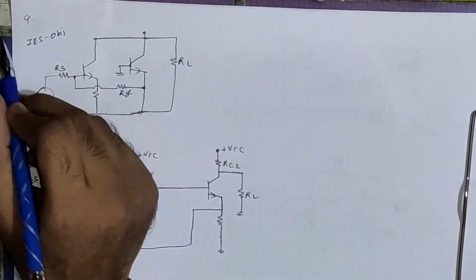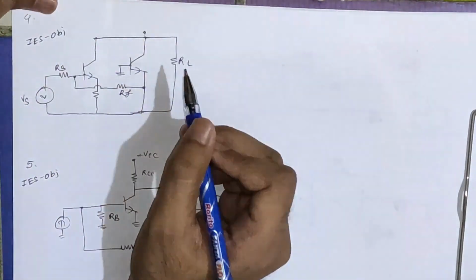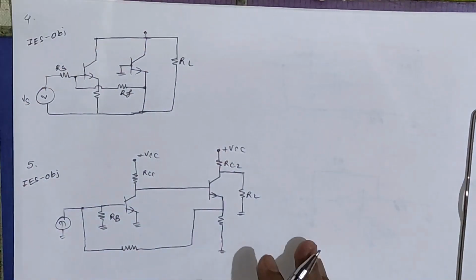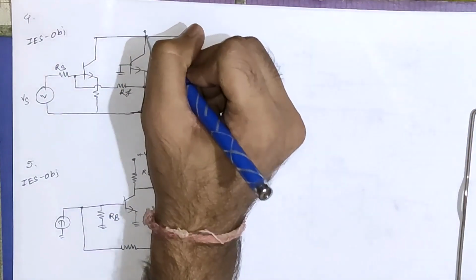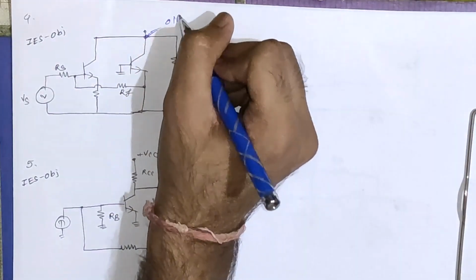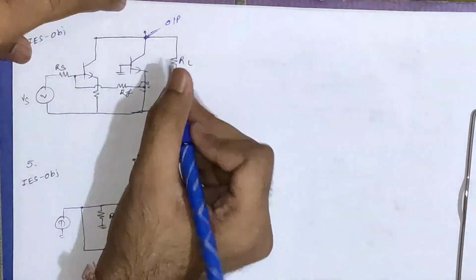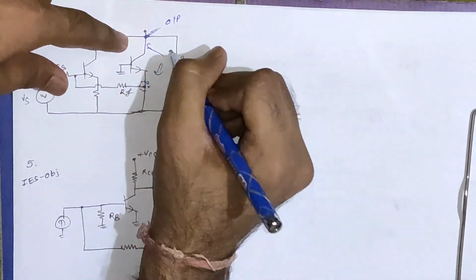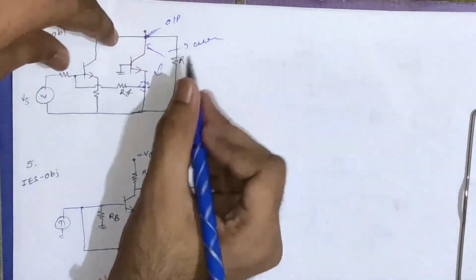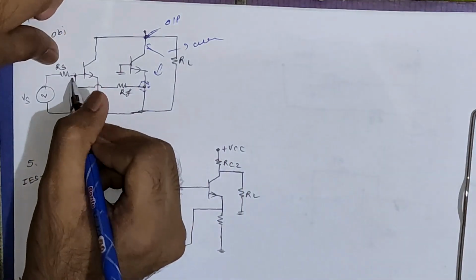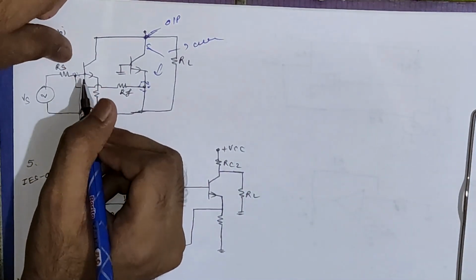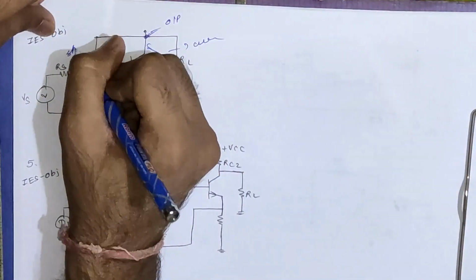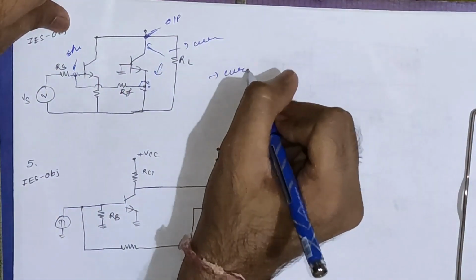Now let's say this is from an IES objective paper, and we have to identify the same thing, that is, the type of feedback amplifier. You can see from this terminal we are taking output, and this terminal is the feedback terminal. Both are different, so it will be current sampling. For the mixing, you can see both the feedback terminal and the input terminal are connected to the same terminal, so we will say the mixing is shunt mixing. So the answer will be current shunt.